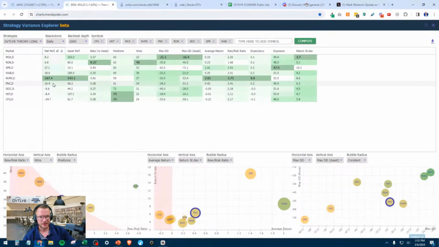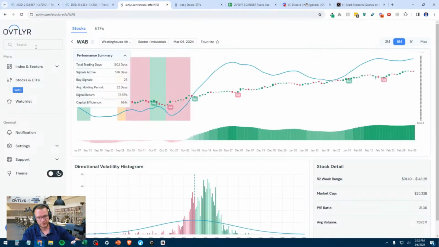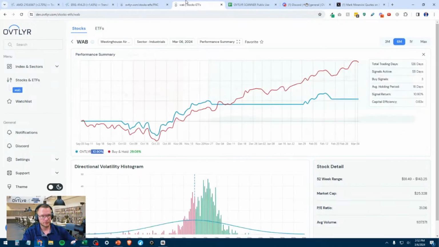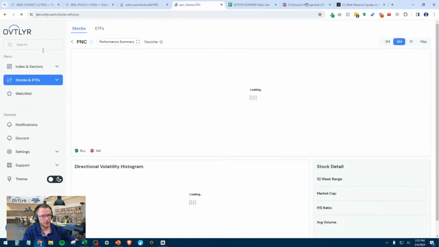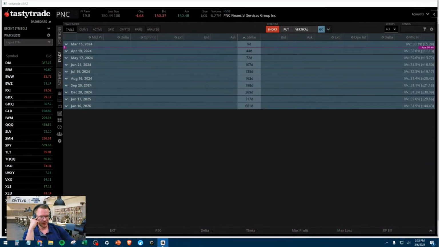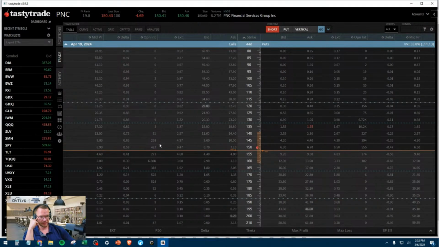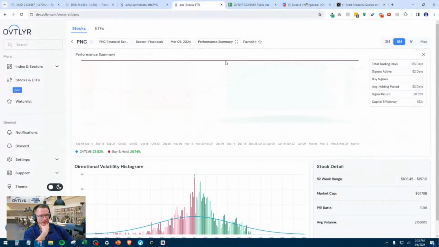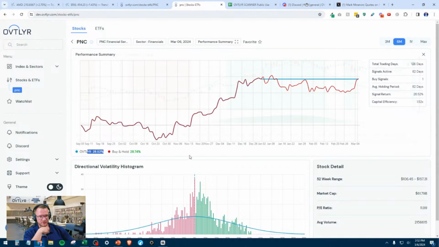Let's do PNC next. This may be my process here. While that loads, I pull over here and look at the options chain. That could save us a minute. 65 delta has 258, but it's about 50% extrinsic value. You know, $10 at 450. So I don't even have to look. Outlier's performance summary, positive 28%. I'll take it. Hey, this is cool.